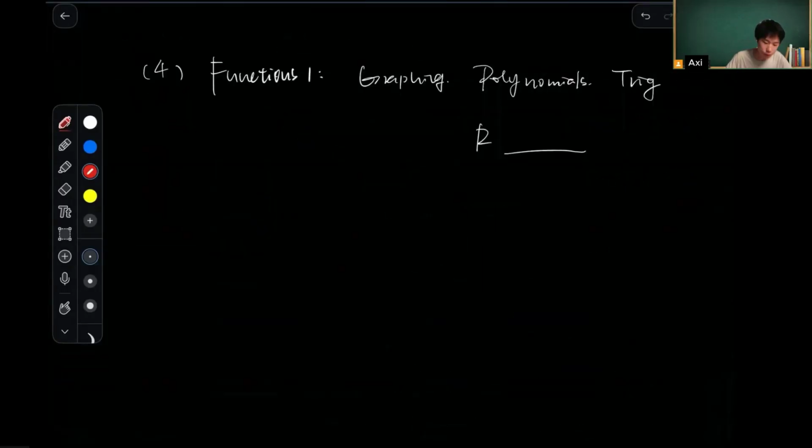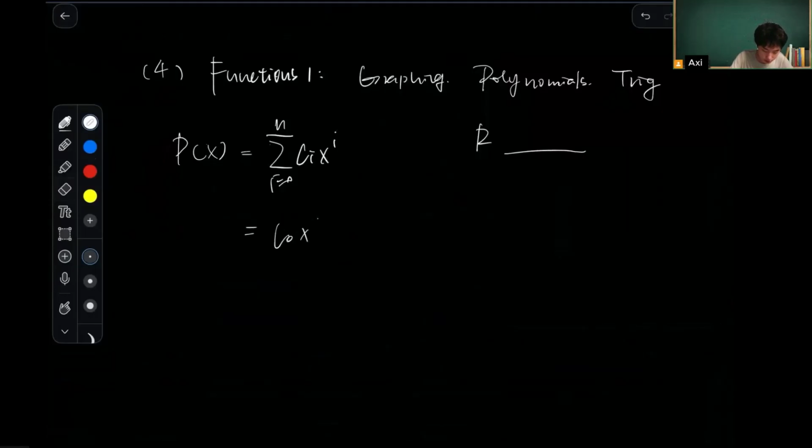If I ask you to write a polynomial p of x, which is essentially a function in itself, how many ways can you think of writing it? The most obvious two are sum form and product form. Sum form I will denote as this. Or if we expand it, it looks more or less like c0 times x to the 0th degree plus c1 times x to the 1st degree, then to the 2nd degree, etc., all the way up to the nth degree.